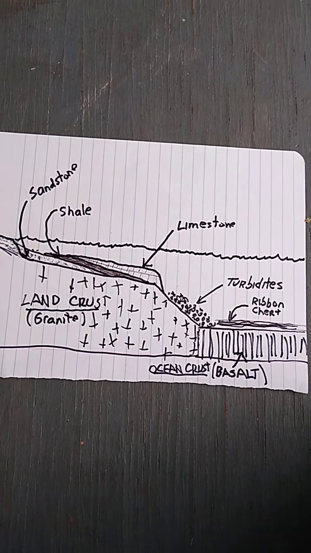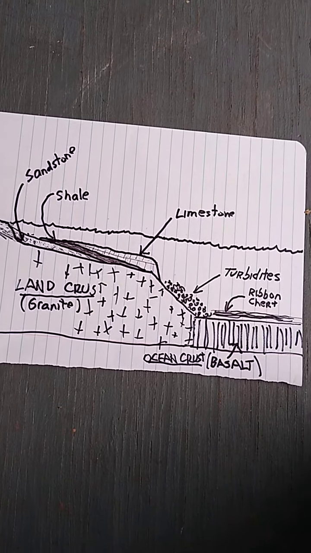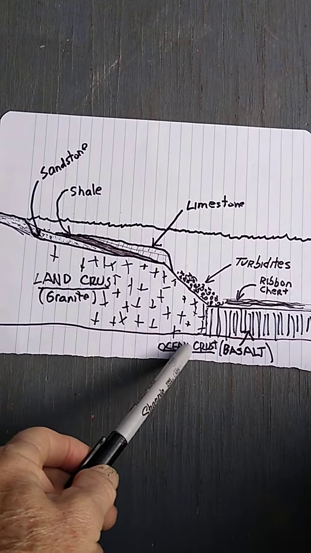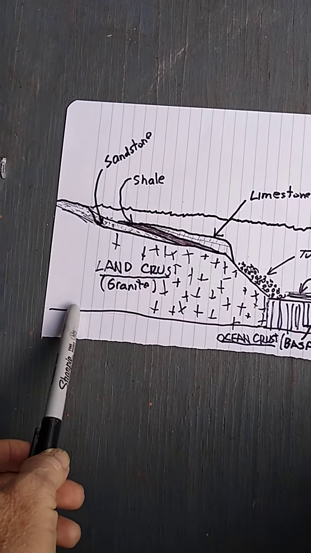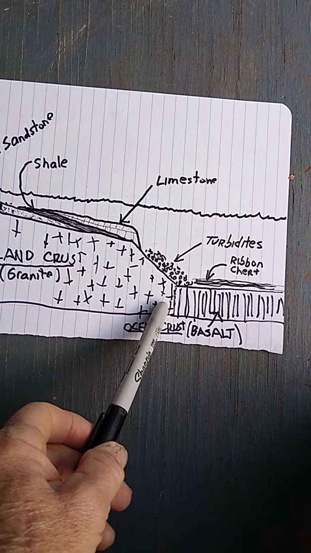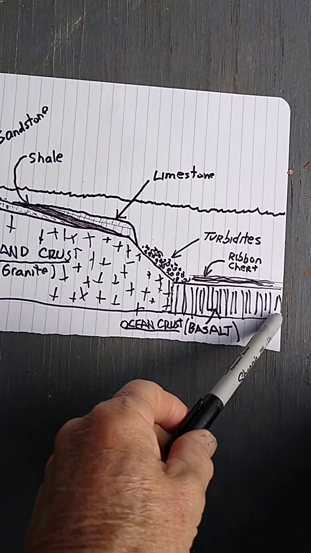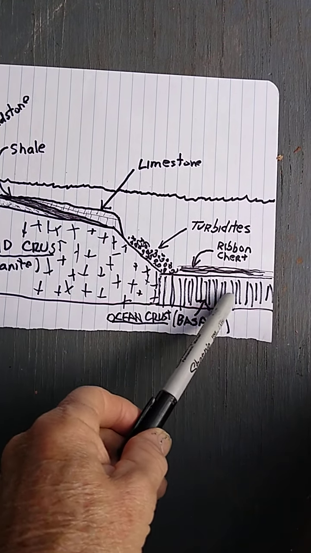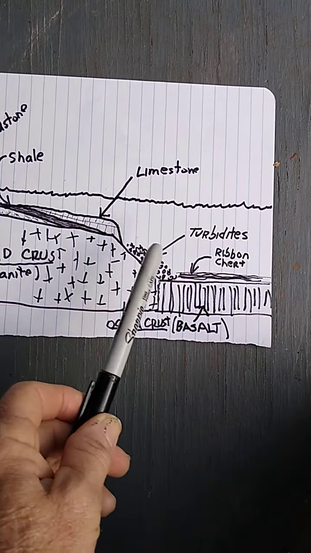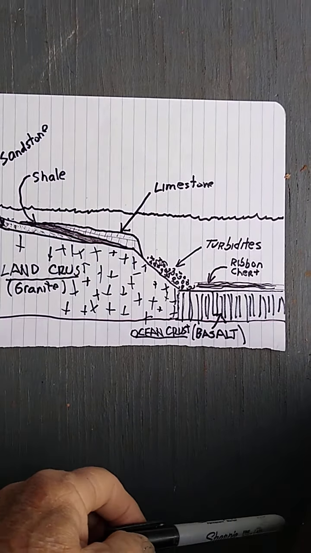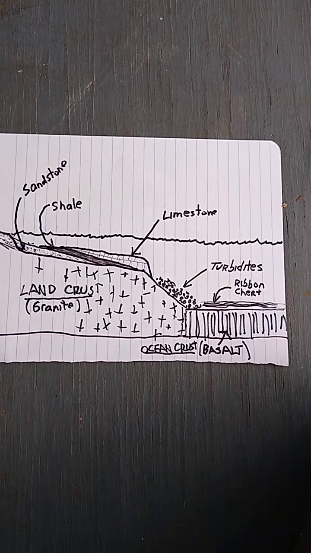This is what the passive margin looks like. I hope this is clear. This is land crust. Mostly it's made out of granite. It is sitting right next to a layer of ocean crust. Ocean crust is made mostly out of basalt lava. The two kinds of crust, land crust and ocean crust. Those are the only kinds of crust that exist on our planet.